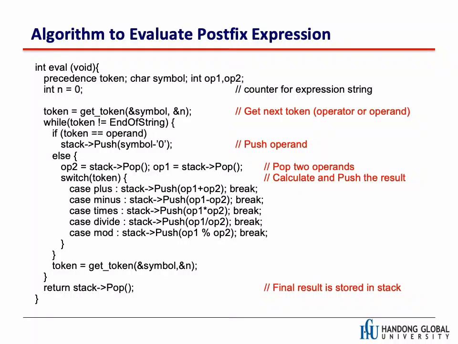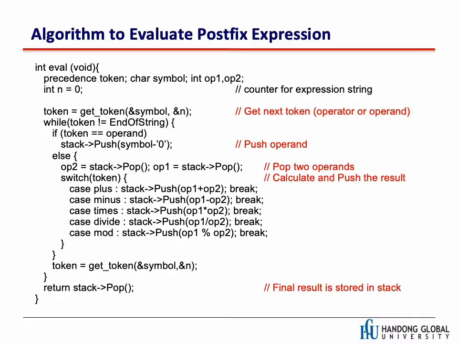After calling these functions, token will get some information, and the symbol will get that character. Then n will increase. Whenever we call these functions, n will increase by 1. Now we get one token, just one character or one digit. Then if the token is not end of string, we are in the middle of the expression. Then we check if the token is an operand. If it is an operand, then we push that number.